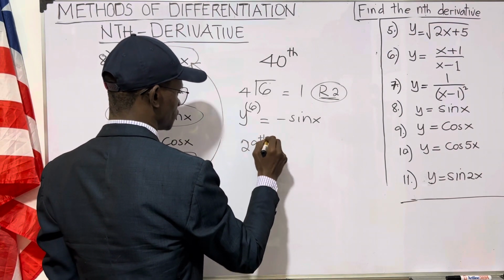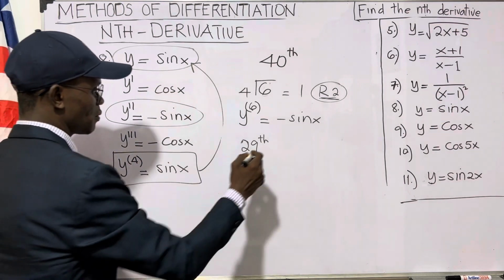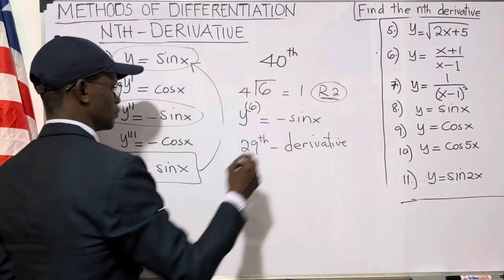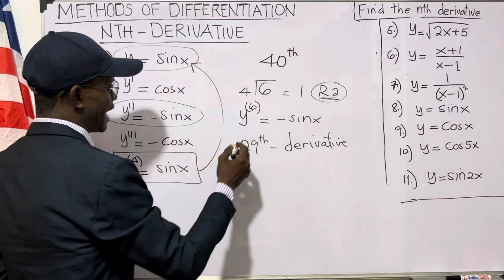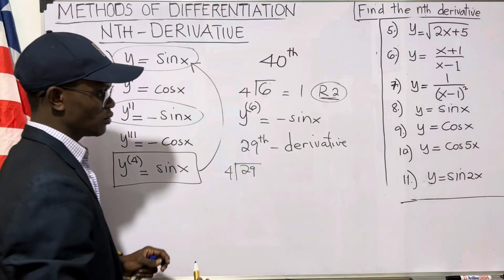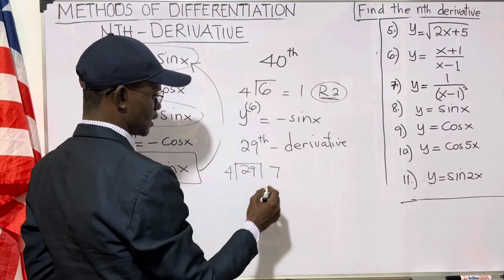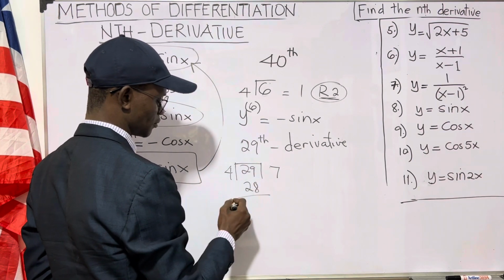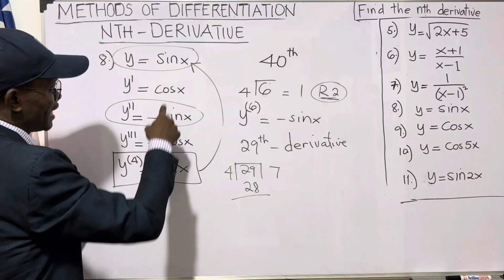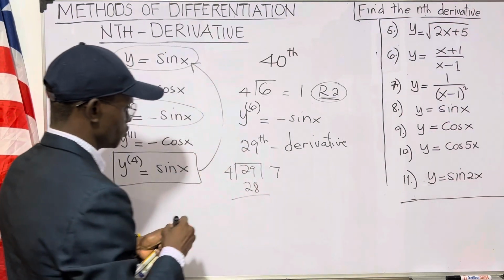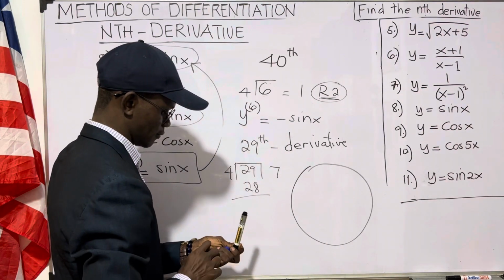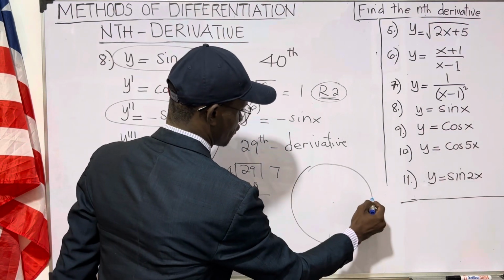Say we want to find the 29th derivative. We know that if we divide 29 by 4, 4 goes into 29 seven times, and 7 times 4 is 28. So it means we are going to move around this cycle. Let's assume there's a cycle, and we start from right there.